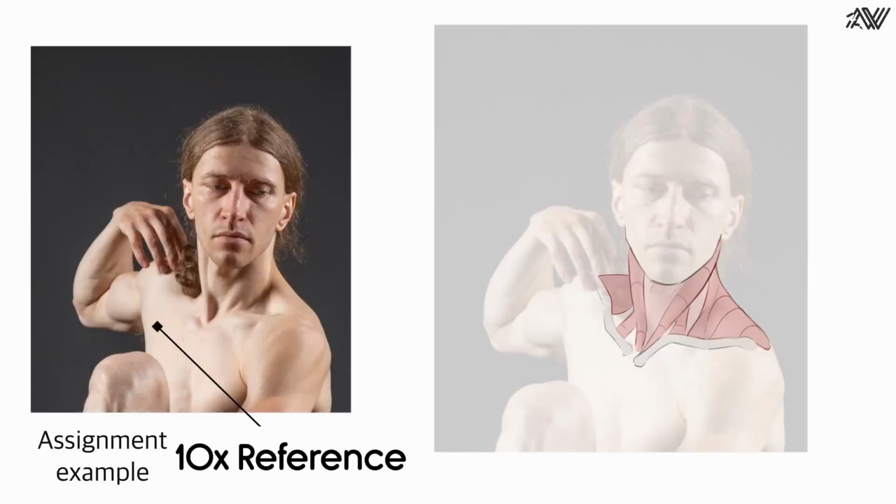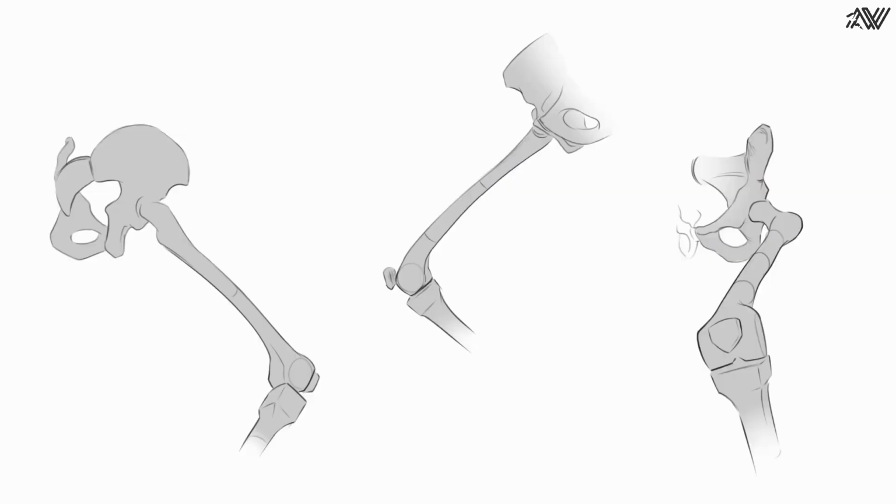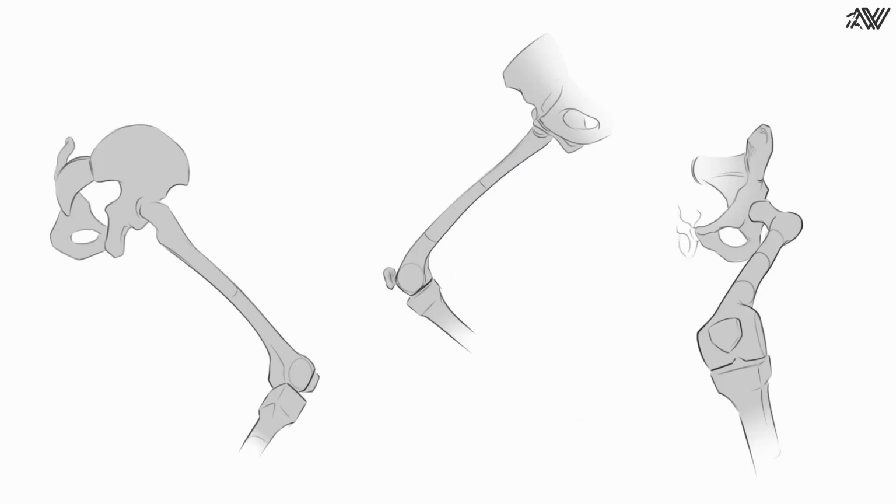To practice this, we want you to do the following assignments. You will again trace over 10 of the images we provide in this lesson, clearly indicating where the muscles sit on the body and what their volume is. Lastly, you will add the back muscles discussed in this lesson on top of 3 skeletal images provided in the resources. Again, it's important that you do this from imagination.